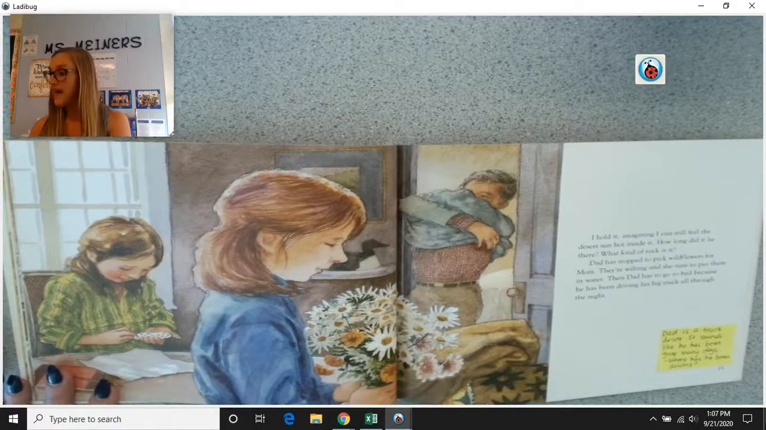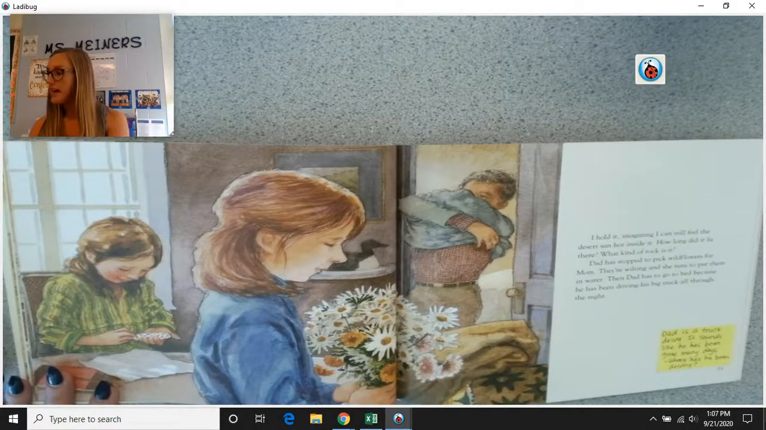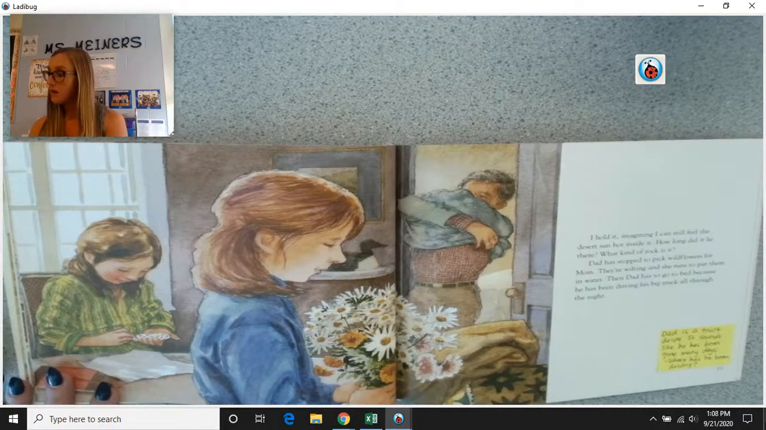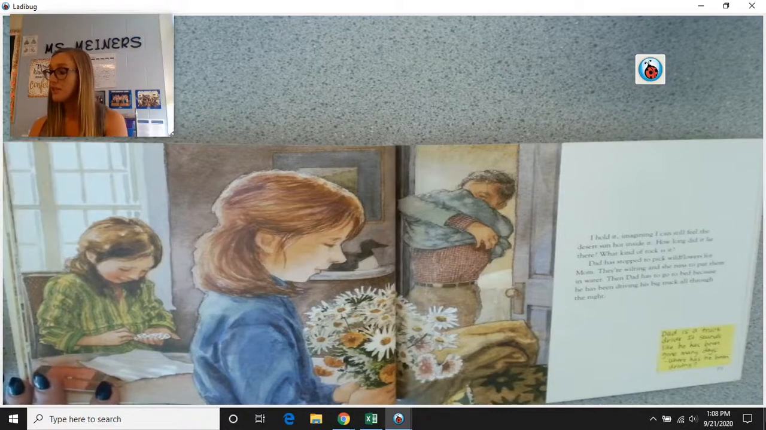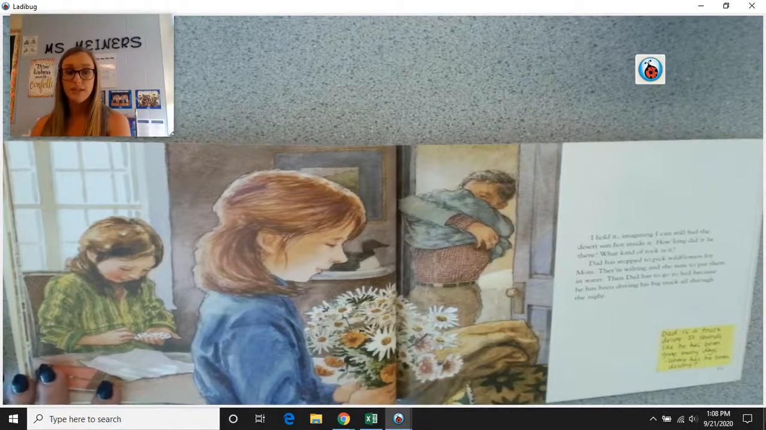I hold it, imagining I can still feel the desert sun hot inside it. How long did it lie there? What kind of rock is it? Dad has stopped to pick wildflowers for Mom. They're wilting and she runs to put them in water. Then Dad has to go to bed because he has been driving his big truck all through the night.